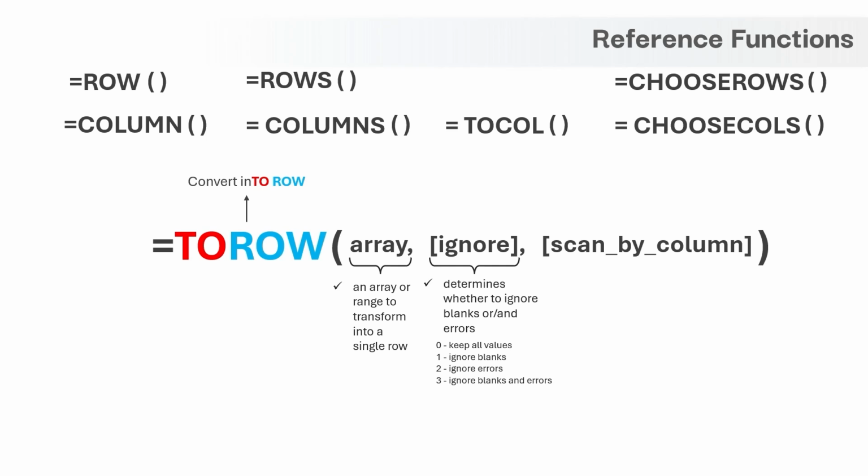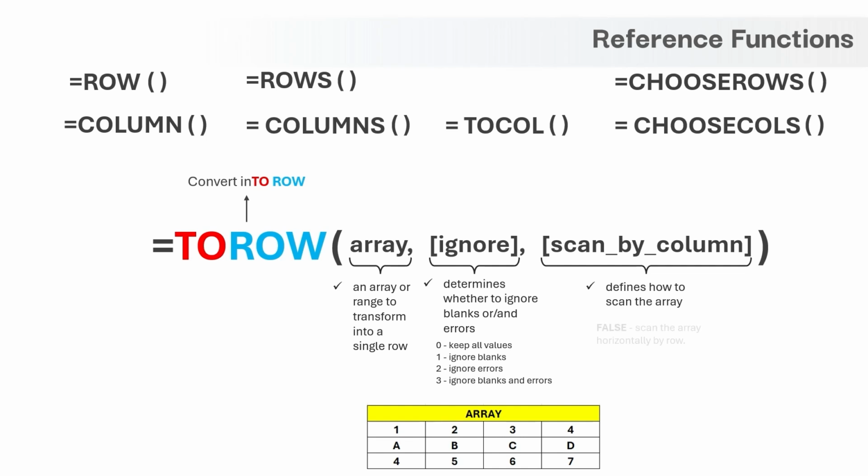If the input array has any blanks or errors, we can use this argument to skip them. Next is the scan by column argument, and it defines how to scan the array. If the input is false, then it scans horizontally by row. If the input is true, then it scans vertically by column. In either case, the final output will be one single row, but the way the data is sequenced will change based upon how the input array is scanned.